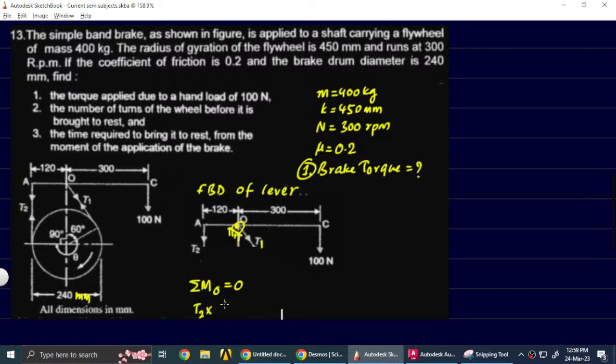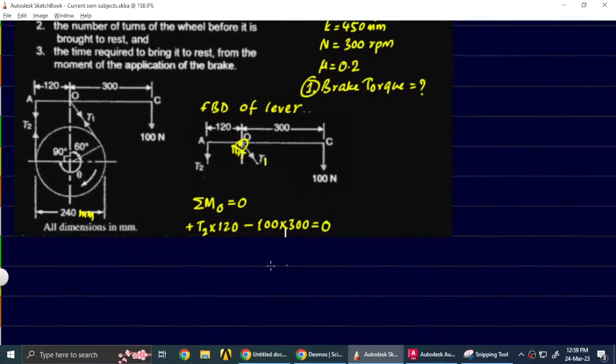So T2 times 120, this is going in anti-clockwise direction, so plus. And then 100 times 300, this is going to move in clockwise direction, so it's going to be minus. T1 will not cause any moment, so it's going to be ignored. So this total has to be 0, and with this we will be able to find the value of T2. So T2 will be 100 into 300 divided by 120.